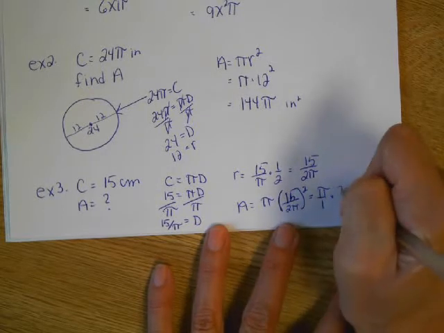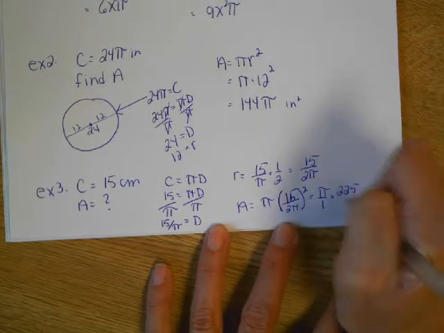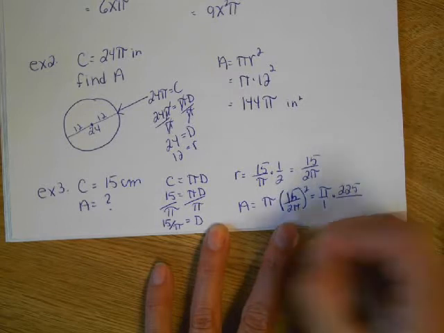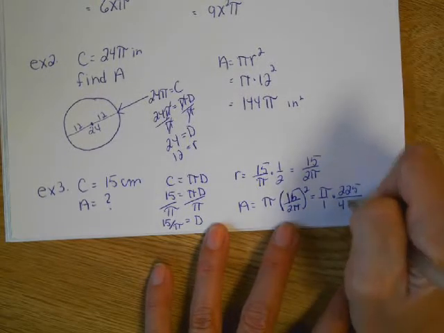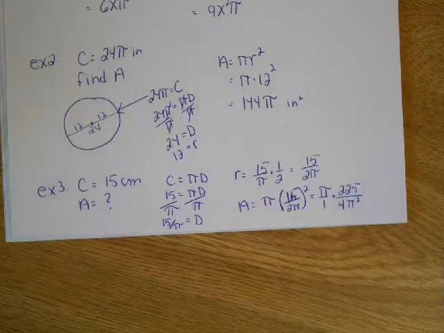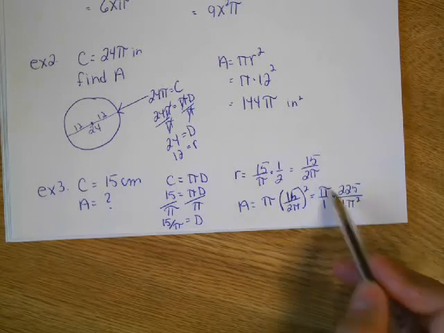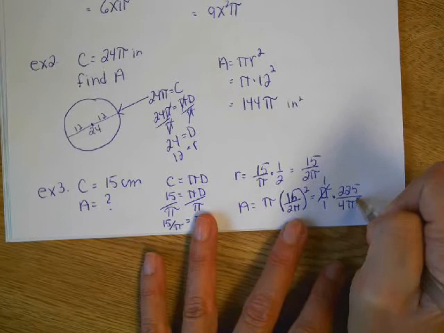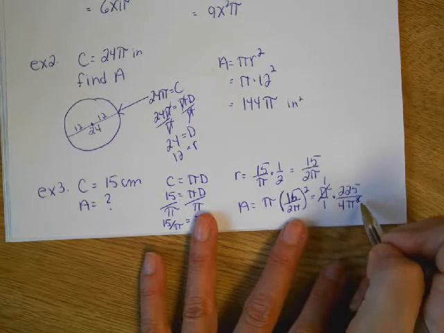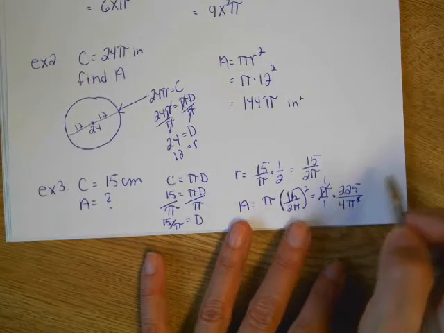Squaring the 15, that's 225. Squaring the 2, I'll get 4. And then squaring the pi, I'll get pi squared. And now it's just a matter of simplifying. The first thing I can do is reduce a value of pi. This pi will go down to 1. Then I will have one of these left instead of a squared. So I've got 225 over 4 pi.